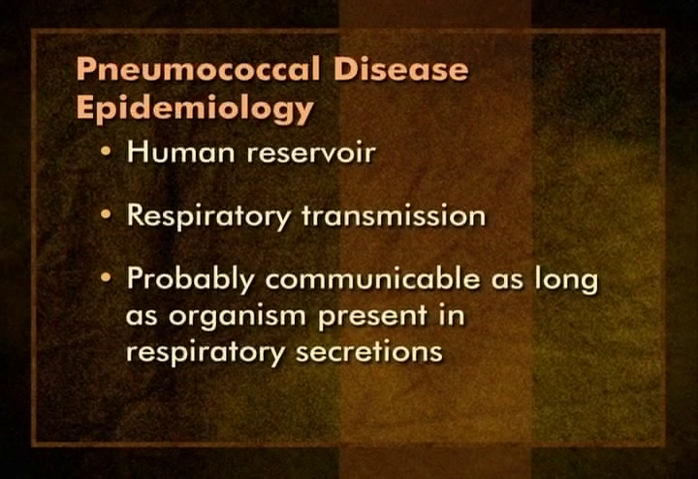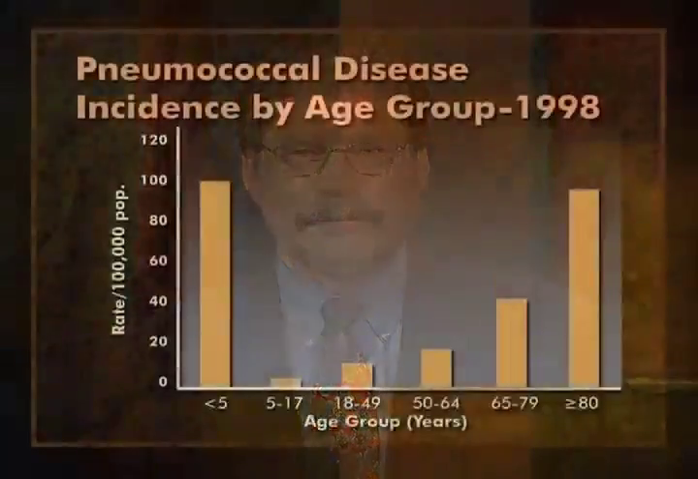The communicability of pneumococci is not known with certainty, but transmission can probably occur as long as the organism is present in respiratory secretions. Much of our knowledge of the incidence and risk factors for invasive pneumococcal disease comes from special studies and surveillance systems. One such special surveillance system is CDC's active bacterial core surveillance, known as ABCs.